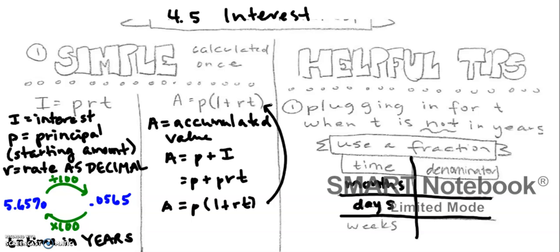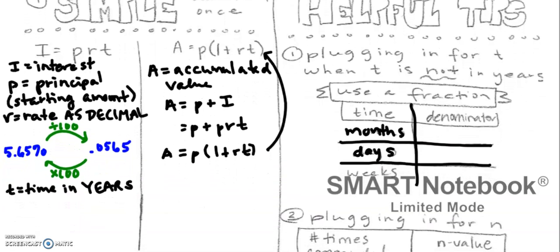And then this helpful tip section is for plugging in for T when you're given a problem, but the T in the problem is not in years. For example, if I told you that I'm going to earn 1% over 6 months, you can't plug 6 in for T because it's months. T is years. But what portion of a year is 6 months? A half. So you put a half in for T. Does that make sense? So if I'm calculating something over 6 months, I would put in 1/2 for T. T is always years, but sometimes you might have a fraction of a year. And that's what this table is talking about for the helpful tips.